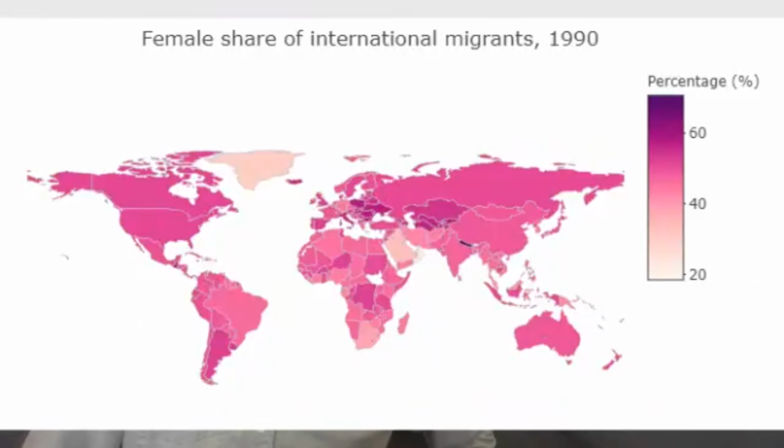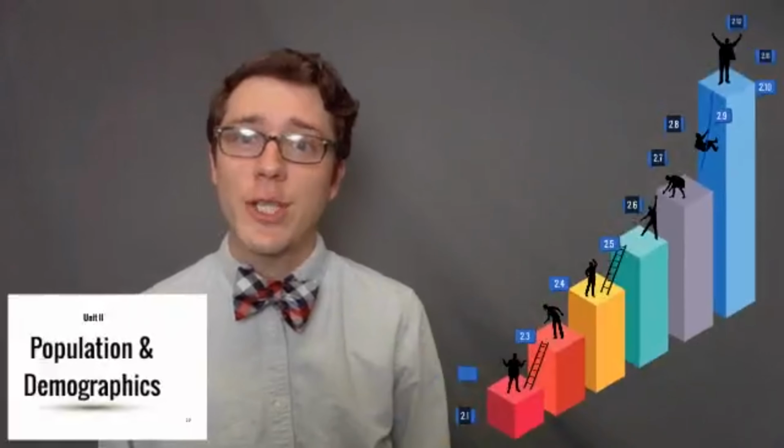Here's a map of the female share of migrants. And we can see that around pink is about 50-50, and anything darker is where more women are moving than men. So you see a lot of countries where more women are moving than men in order to seek better economic opportunity. That was topic 2.8 of our class, talking about population and about how women's issues affect the population.